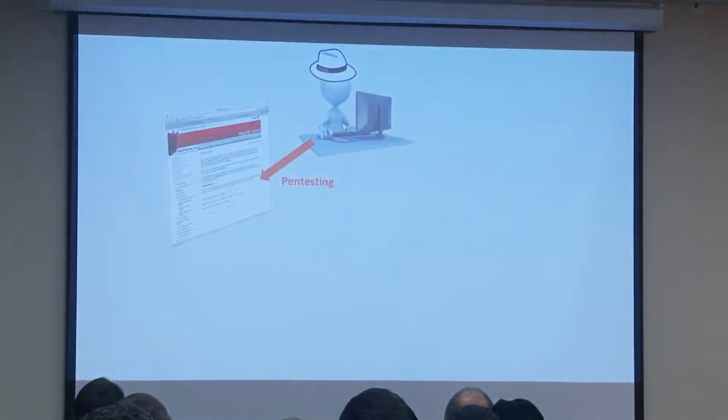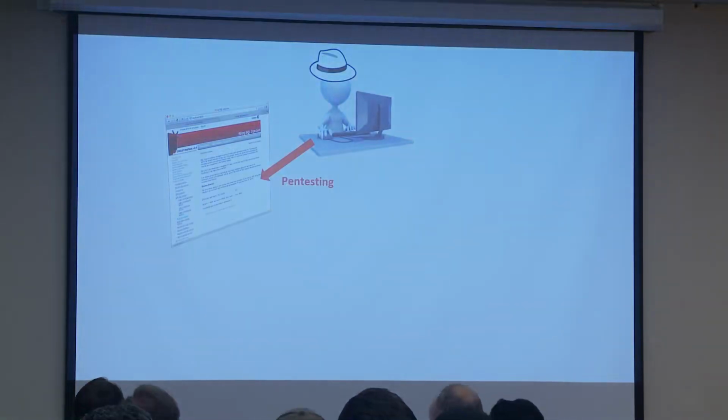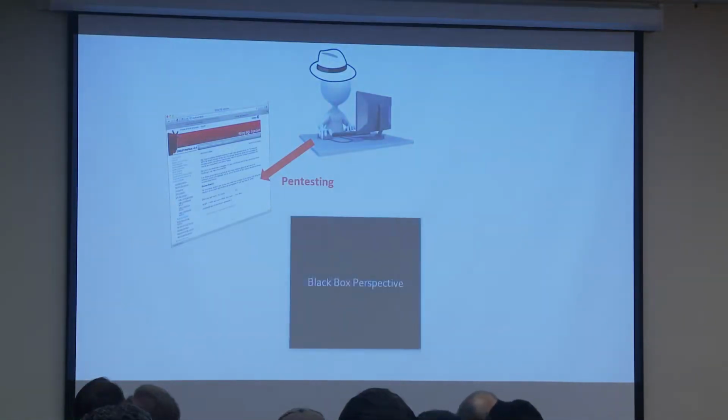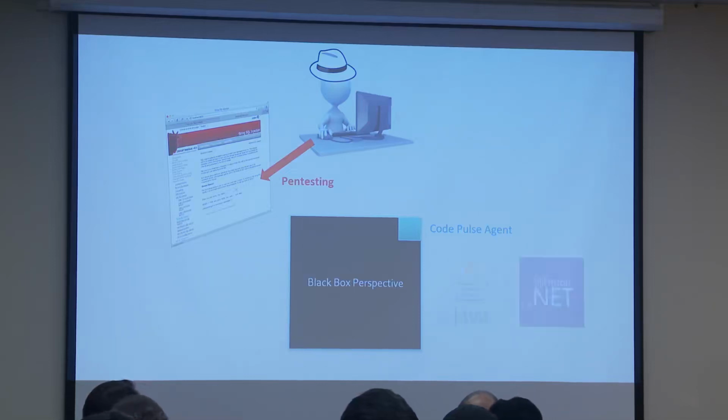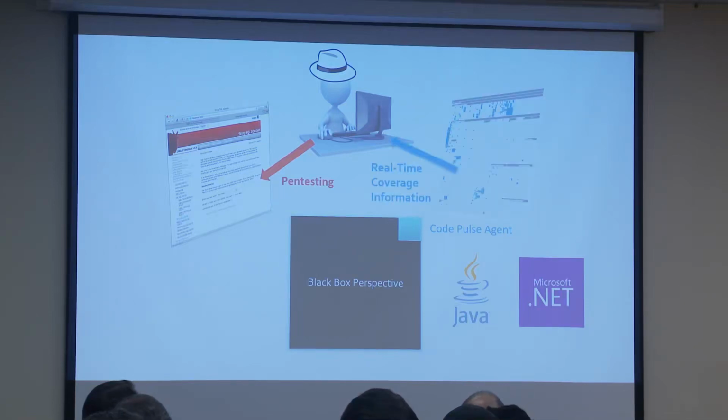How it works: we have the pen tester working with an application, in this case WebGoat. Typically, it's a black box perspective. They don't know the internals of the application. But with CodePulse, you install an agent within the application. If people are familiar with IAST technology, it's a very similar concept. We support Java and .NET, so you install this agent in your application, and with that agent, we can keep track of all the testing activity going on and provide real-time code coverage information back to the penetration tester.